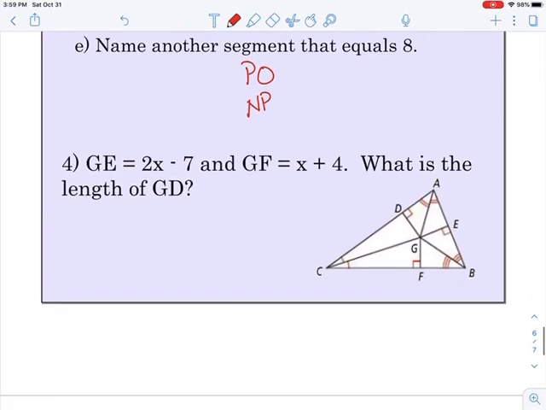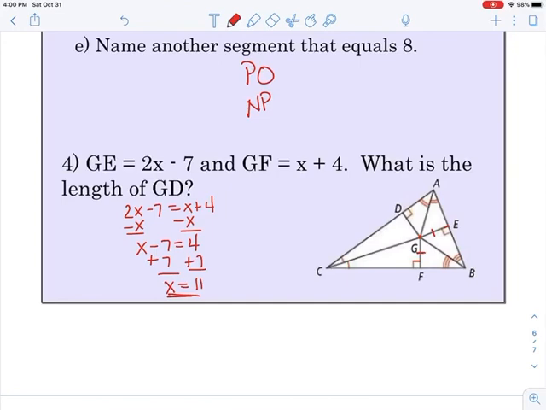Okay, and our last question: if GE equals 2x minus 7 and GF equals x plus 4, what is the length of GD? So GE is this piece here, and GF is this piece here. And again, if that's the incenter, that means that those two things are congruent, they're equal to each other. So I'm going to have 2x minus 7 equals x plus 4. Subtract x from both sides. I'll have x minus 7 equals 4. Add 7 to both sides. And x is going to equal 11.